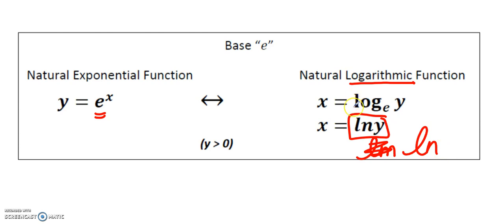It really just means log with a base e, which means you're asking yourself that question, e, 2.718, to what power gives me y? It's that what power question that we are still working with.